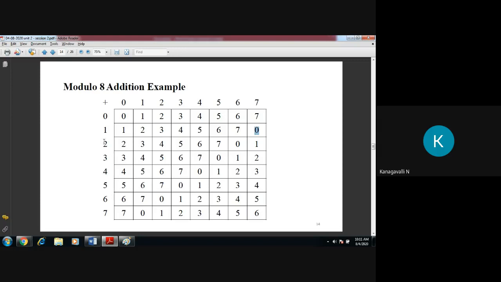Then in a similar way you are doing all the things, right? Just to check in this part, for example, randomly I'll take an example: 6 plus 4, 10, right? So what is 10 modulo 8? My remainder is 2, right? So in this matrix, the remainder value is written.